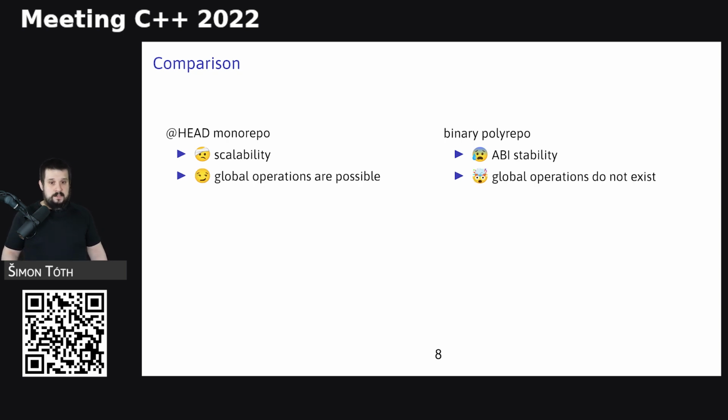The big benefit of monorepo is that we maintain the ability to do global changes. Since all the code is in a single place, we can actually do operations like upgrading the version of the compiler or doing a global refactoring. Just to be clear, I'm definitely not claiming that these operations are easy.